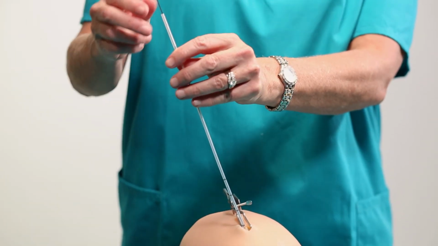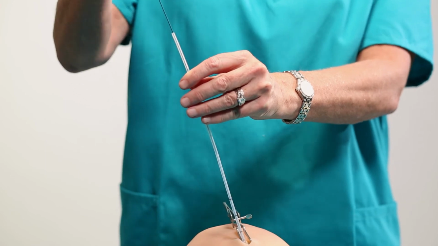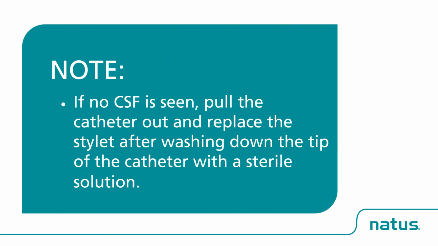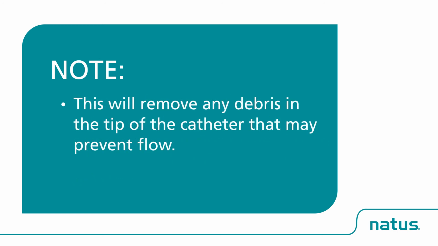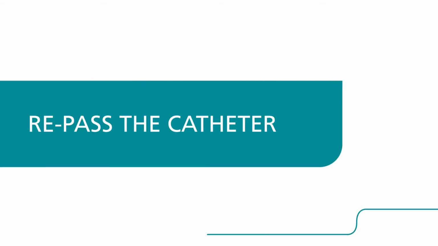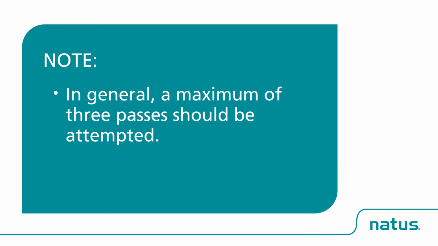Pull back on the stylet and assess for cerebrospinal fluid pulsations in the catheter. If no CSF is seen, pull the catheter out and replace the stylet after washing down the tip of the catheter with a sterile solution. This will remove any debris in the tip of the catheter that may prevent flow. In general, a maximum of 3 passes should be attempted.